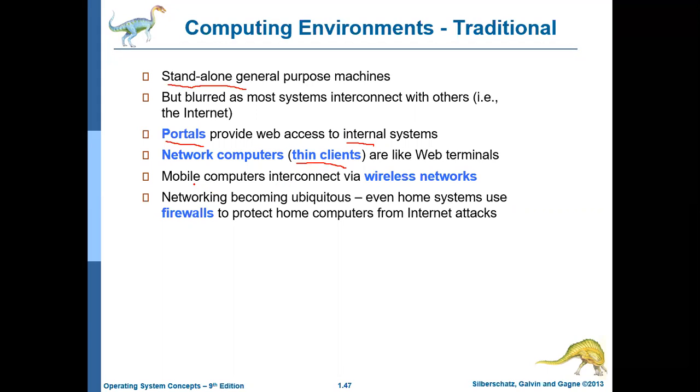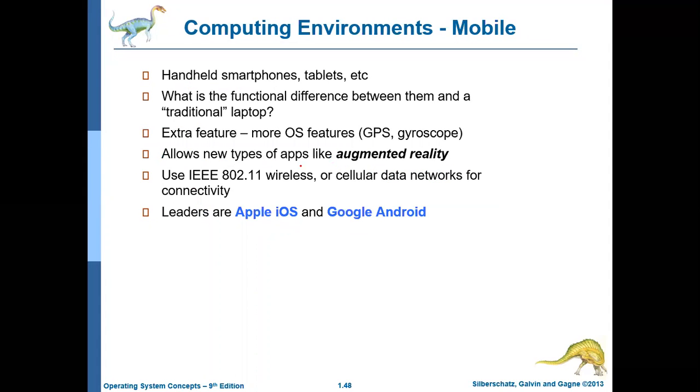And also there are mobile computers like laptops, which are movable and can be interconnected via wireless networks. Most of these computers, even home computers, use firewalls. So this is how a traditional computing environment looks like. Okay, and the next thing we have is the mobile computing environment.